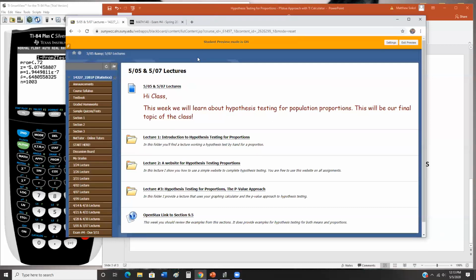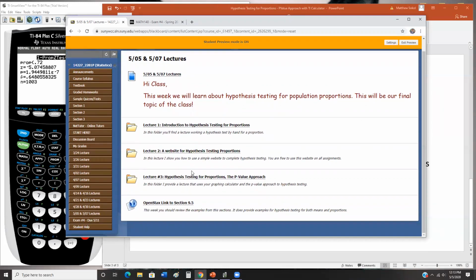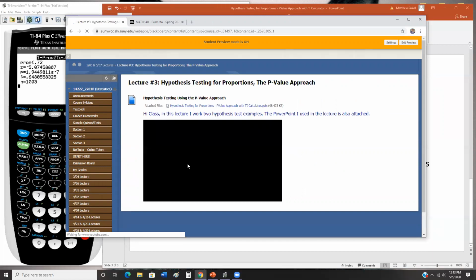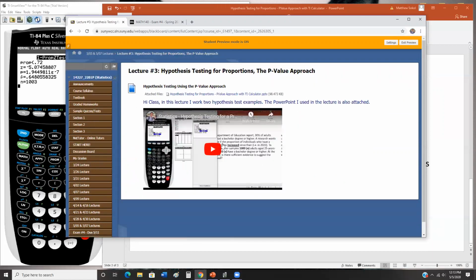No problem. If you log back into the classroom under the 5.5 and 5.7 tab, you should watch lecture one, which is a higher level theory, but lecture three is a really important one. I think I have two different problems in there where I show you exactly what I did with the calculator, to walk you through so that this can make sense and rehash what I've talked about. All right, so I'm going to stop the recording and I'll stick around.